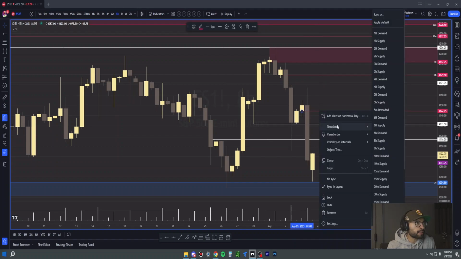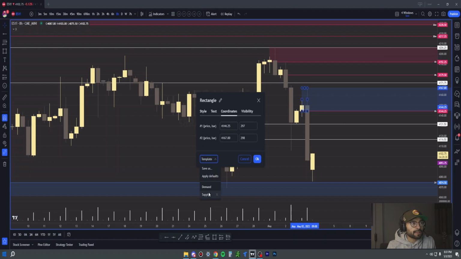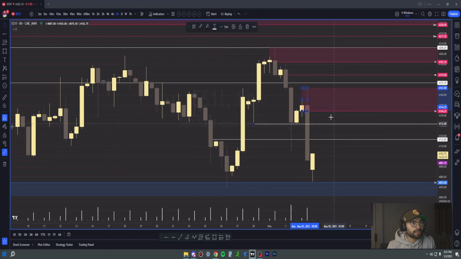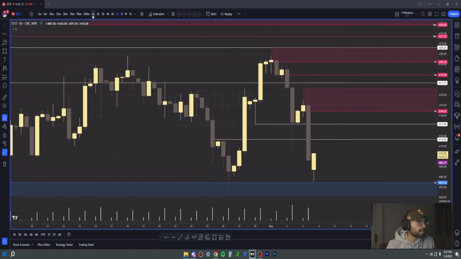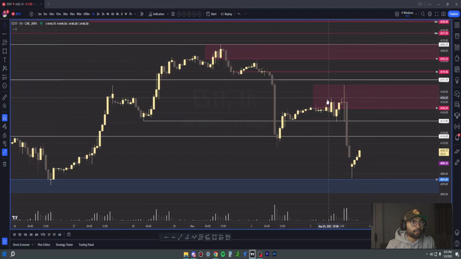I actually got a template because this is an 8-hour supply. So I go template 8-hour supply, so I already know it's an 8-hour supply. Then I get my little square tool, start from here to here, and I got a template for this one, and it just turns into a supply zone there. Let me see how this looks in the hourly. Yeah, see, pretty much looking at all this right here. For me, that actually looks pretty good for tomorrow.